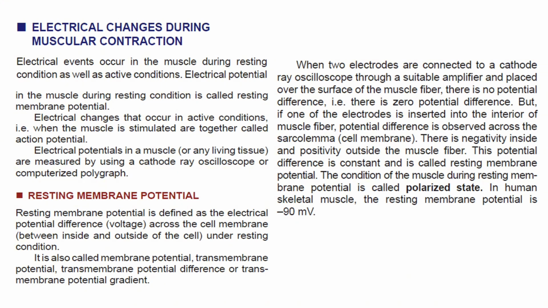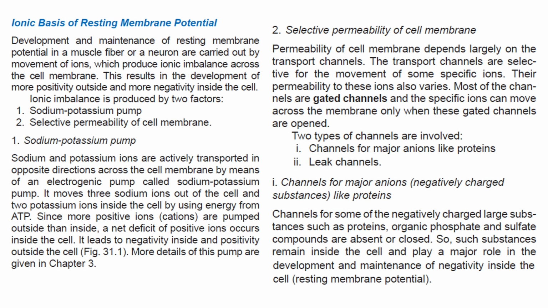So when the muscle transitions into an active state, the resting membrane potential changes as it responds to stimulation. This is known as an action potential, which initiates the process of muscle contraction. Electrical signals during this state are also measurable using devices like cathode ray oscilloscopes or computerized polygraphs. So the development and maintenance of the resting membrane potential in a muscle fiber or neuron are crucial for its function. This potential arises due to the movement of ions across the cell membrane. It creates an ionic imbalance. This imbalance results in a greater positive charge outside the cell and greater negative charge inside the cell.